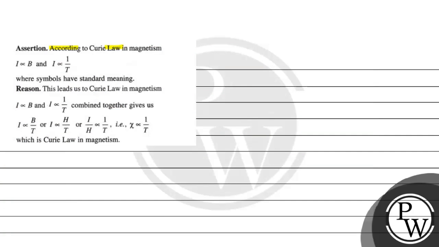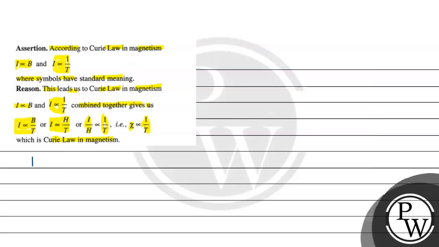According to the Curie law in magnetism, I is directly proportional to B and I is inversely proportional to temperature T, where symbols have standard meaning. And the reason says: this leads us to the Curie law in magnetism, I is directly proportional to B and I is inversely proportional to temperature T, combined together gives us I is directly proportional to B upon T and I is directly proportional to H upon T, or I upon H is going to be 1 upon T, and that is chi is equal to 1 upon T, which is the Curie's law in magnetism.